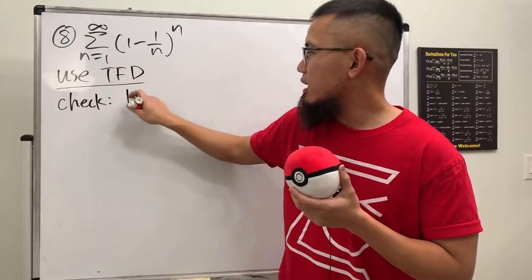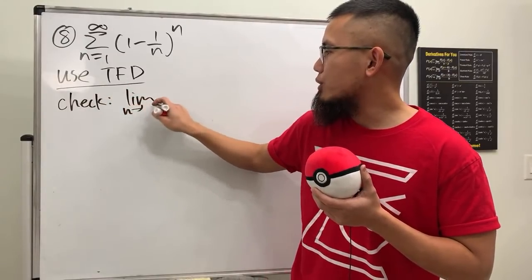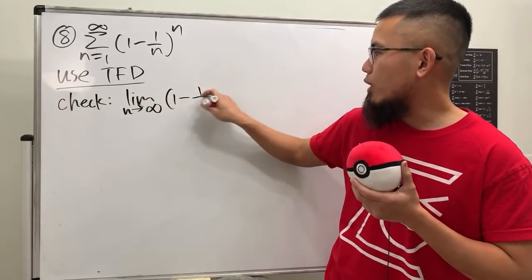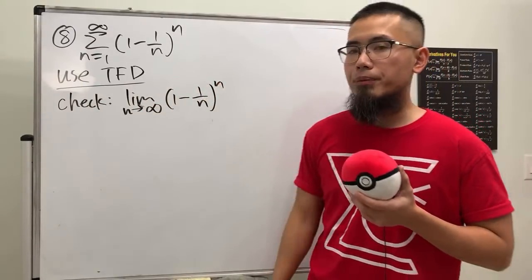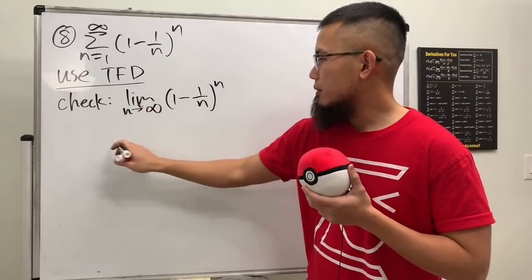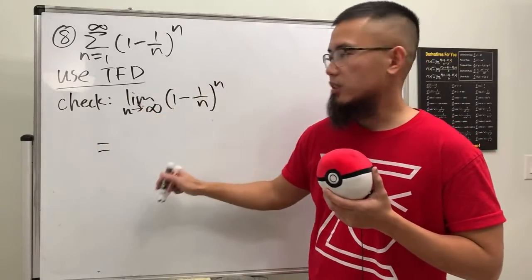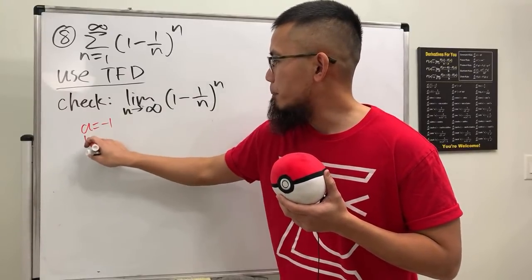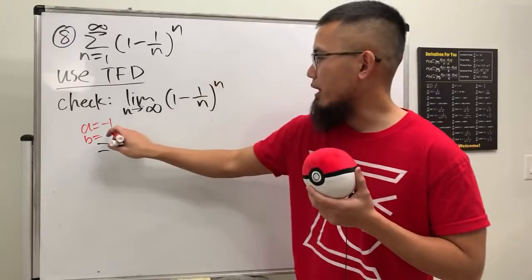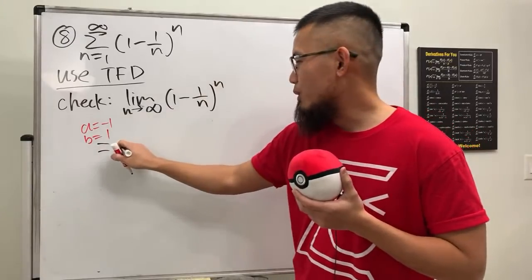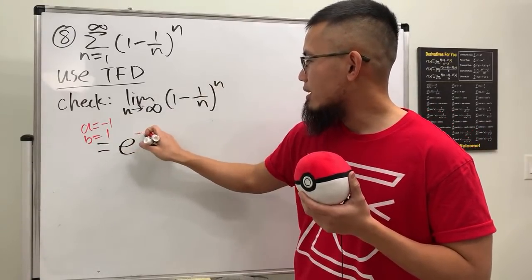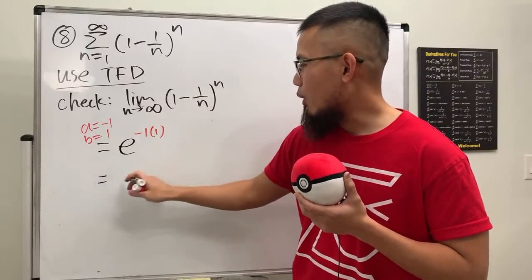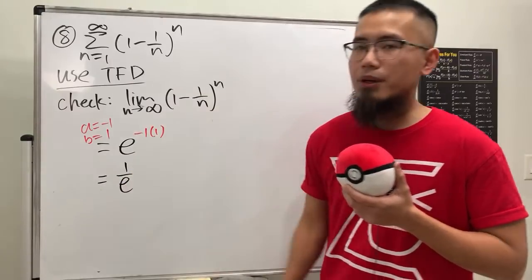We check the limit as n goes to infinity. And then we are just going to have 1 minus 1 over n raised to the nth power. Well, for this one, a is -1. So I will put down a is -1 and b is equal to +1. All in all, we end up with e to the -1 times 1, which is, of course, just e to the -1, namely 1 over e, right?